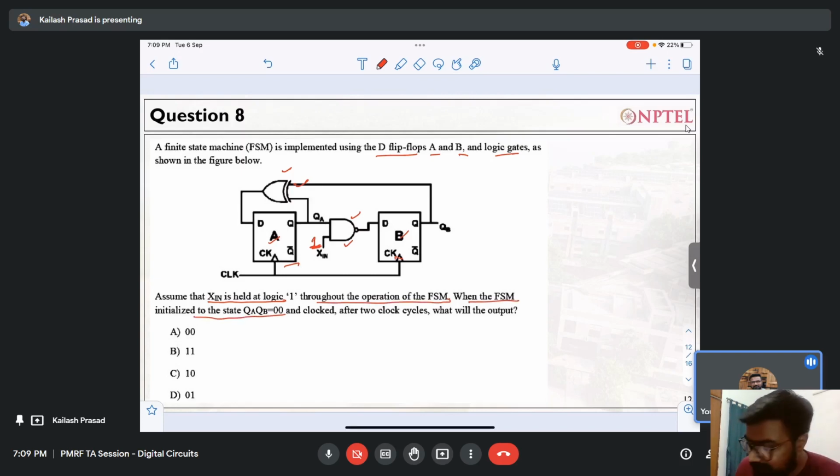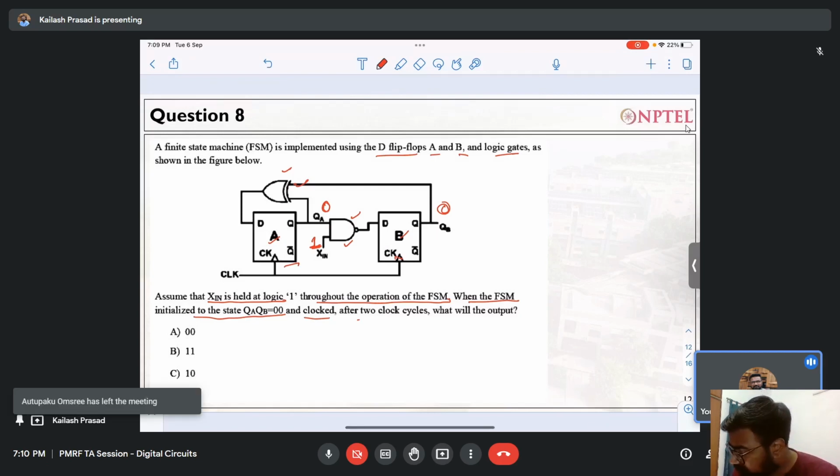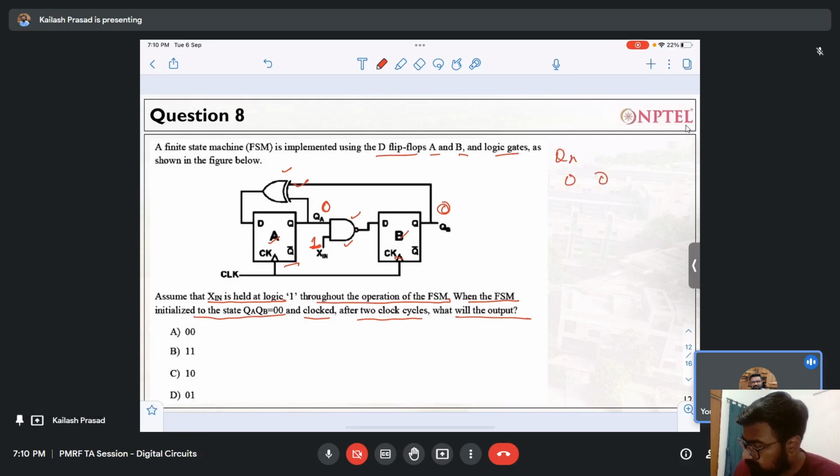So what is the initial condition? For any FSM or sequential logic, you first have to see what the initial condition is. And the initial condition over here is 0, 0, right? And it is clocked after 2 cycles. What will the output be? That is the question. So initially QA is 0, QB is equal to 0, and after 2 cycles, what will be the output?